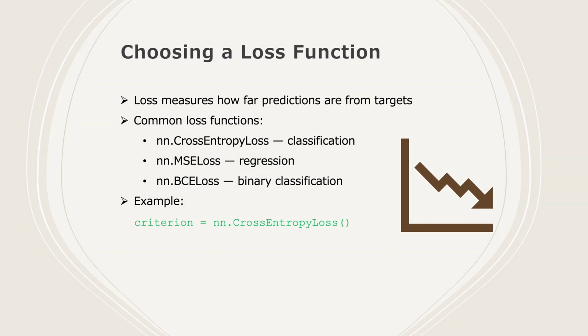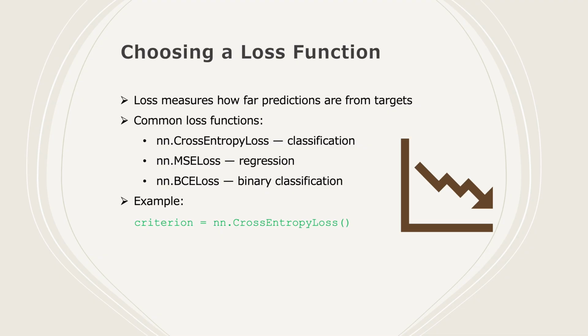When we train a neural network, we need a way to measure how well the model is performing. That's the job of the loss function. The loss tells us how far the model's predictions are from the correct target values, and lower loss means the model is doing better.